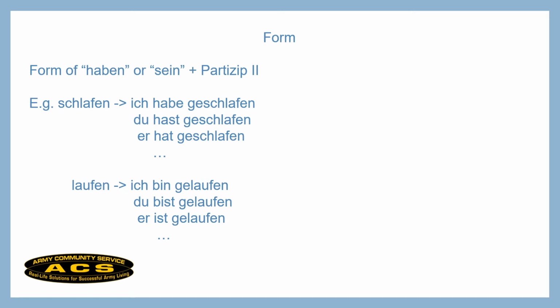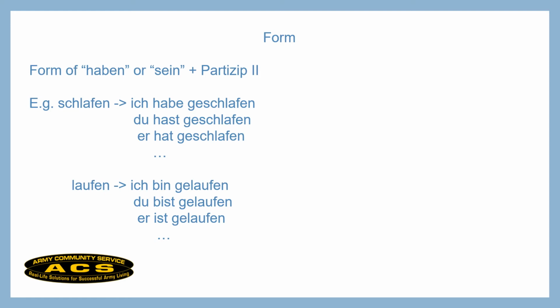So of course I have to conjugate haben here. So I have to know how to conjugate that. But you see that the Partizip zwei is always the same. Yeah, so I'm using ge before the infinitive in that case. But for all persons, it's the same, geschlafen.